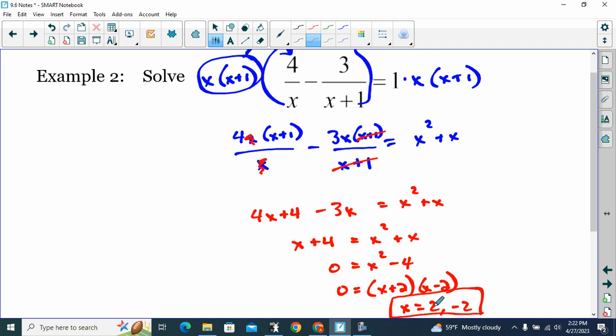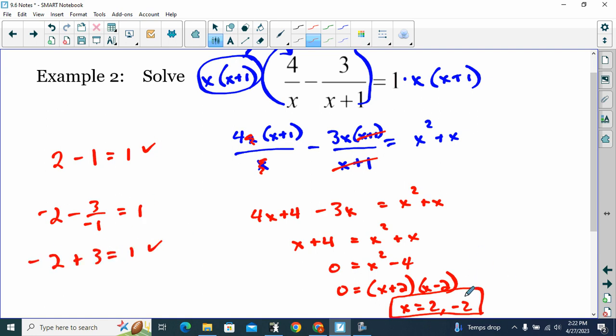Again, it's smart to check. Plugging in 2 gives me 4 divided by 2 minus 3 divided by 3. That one checks. Plugging in negative 2, I get negative 2 minus negative 3 divided by negative 1. And that one checks. Again, it should. The only reason it would not check is if it makes you divide by 0.